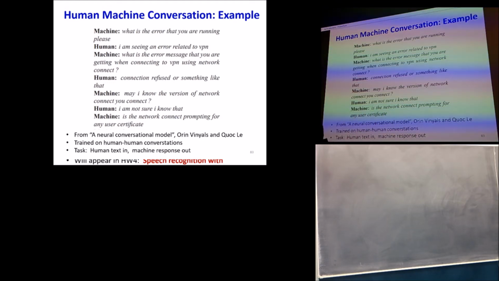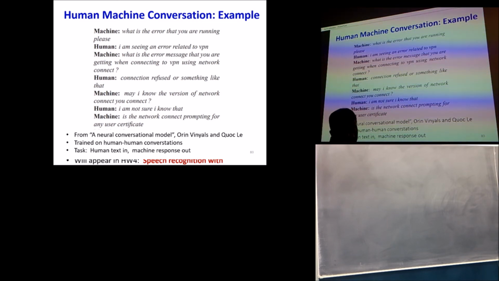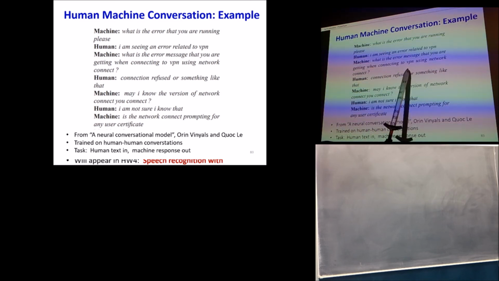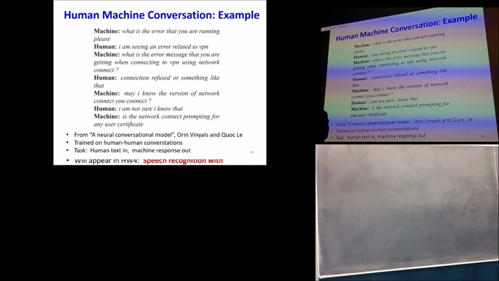This is from a dialogue system, from a different paper. This is a neural conversational model, Vinyals and Le. Now here, the machine begins by saying something. The human says, I am seeing an error related to VPN. This is again a sequence-to-sequence model. The machine has seen the sequence of inputs. It's producing a sequence of output words. And the response is, what is the error message that you're getting when connecting to VPN using Network Connect?